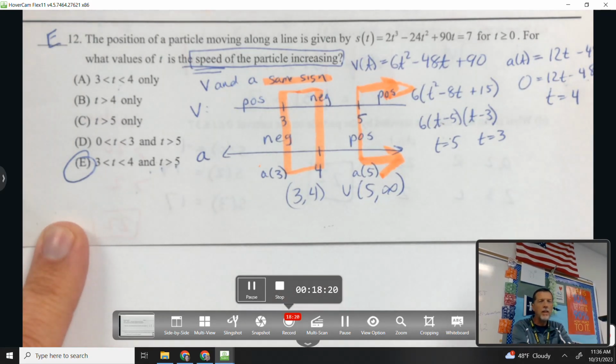Anything else on number 12? What form is it going to be on the test?